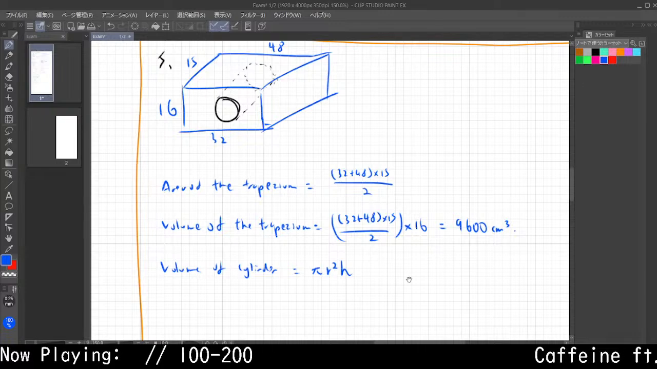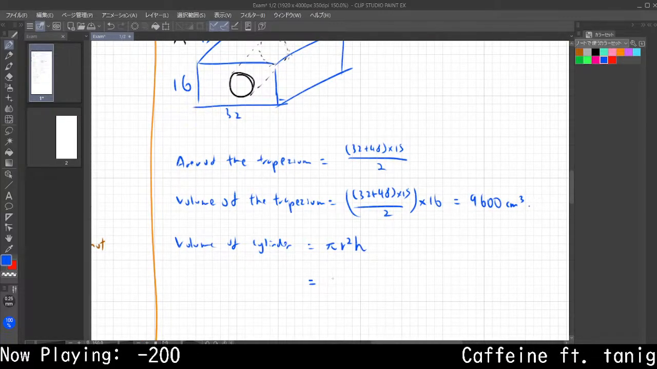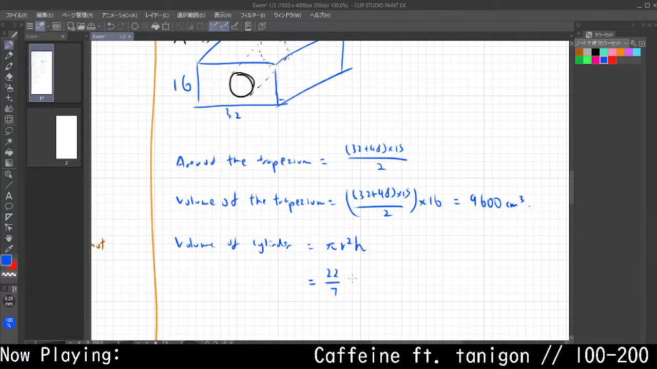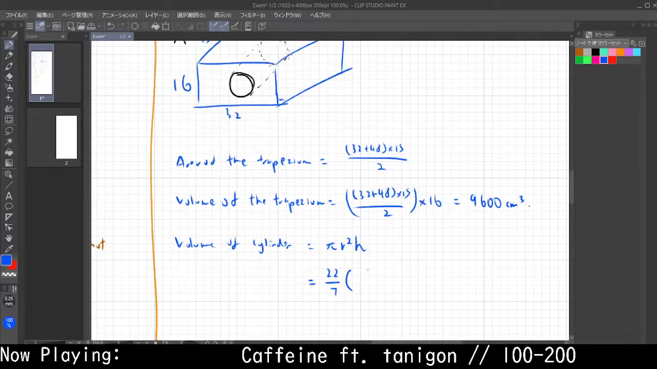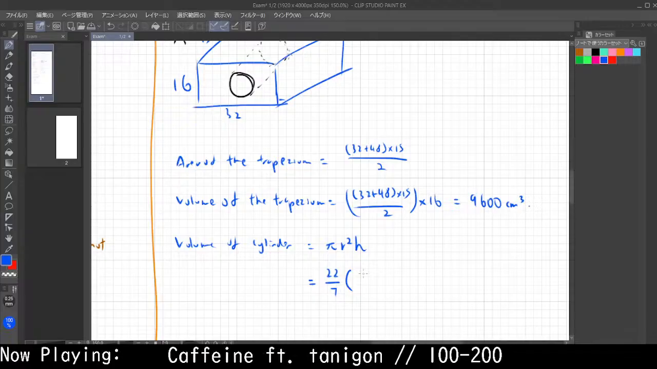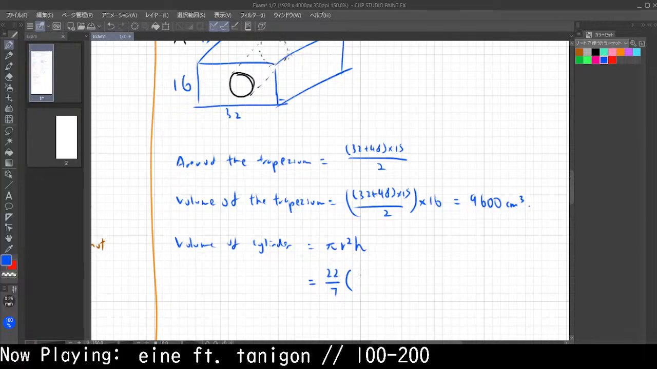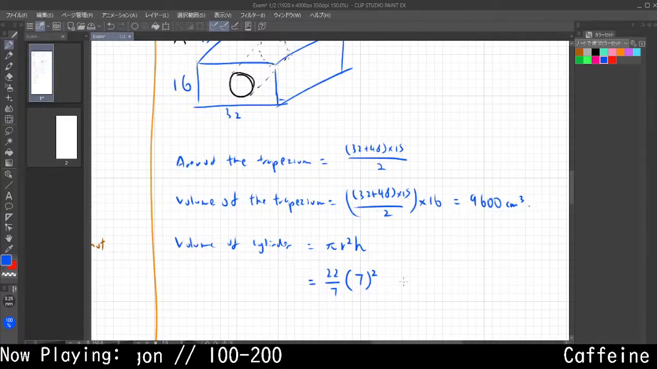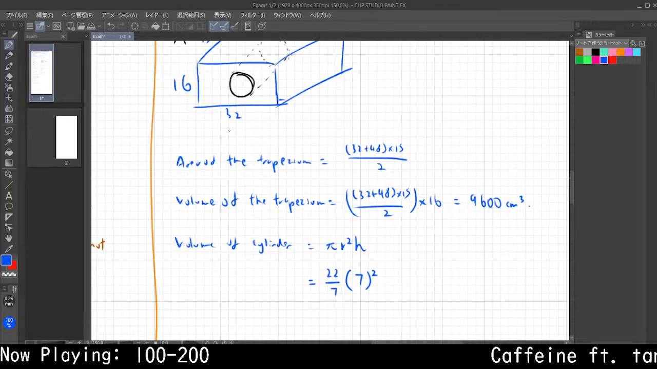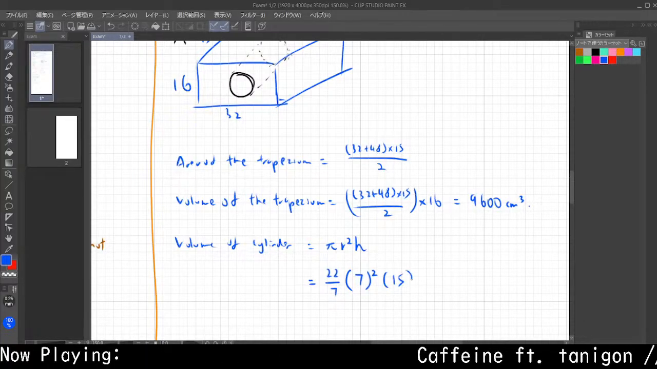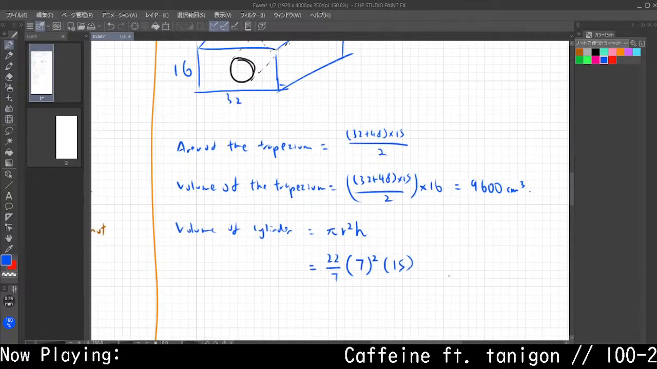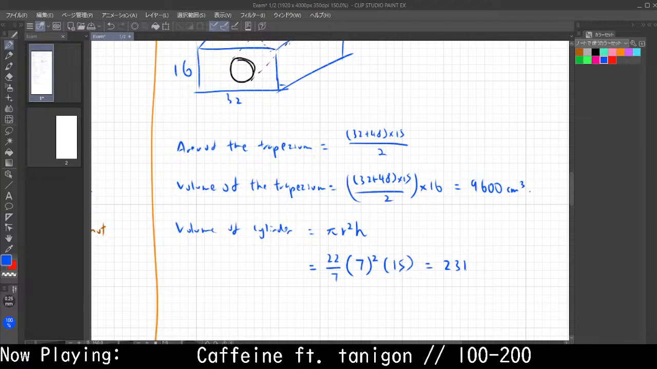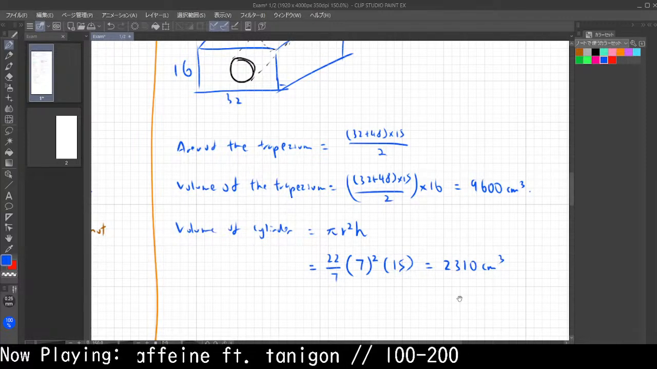So pi r square h, it tells you to use pi as 22/7, so you do that. Your r in this case is 14 divided by 2, so you get 7, and then you have a square. Your h is the entire length of the cylinder, which in this case is 15. If you calculate this out, you should be able to get 2310 cm cube.